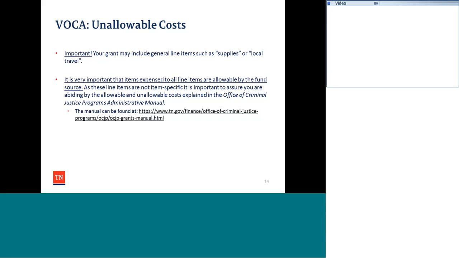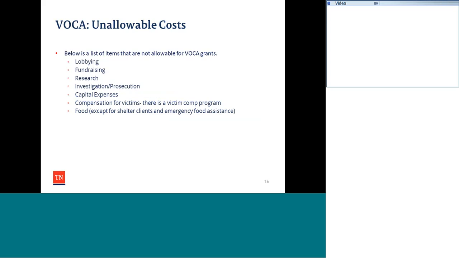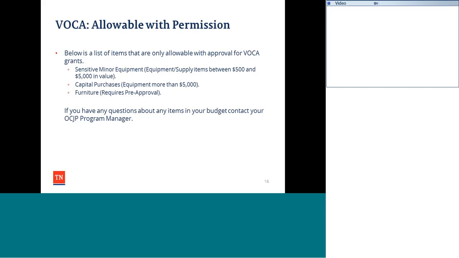And as a VOCA grantee, there are certain allowable and unallowable expenses under the VOCA funding. So for example, lobbying, fundraising, research, investigation, prosecution, capital expenses, or compensation for victims are unallowable. Tennessee offers a victims comp program that is administered through our Treasury Department. Food is normally unallowable, and the exception for this would be shelter clients and emergency food assistance.